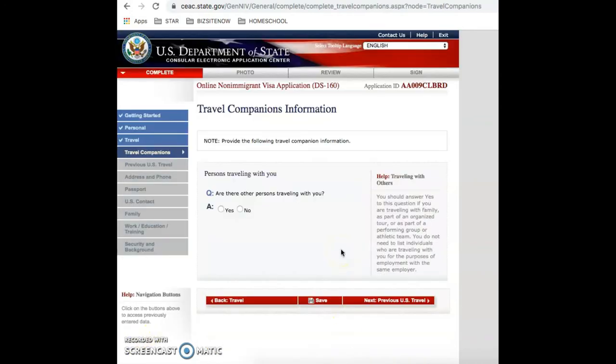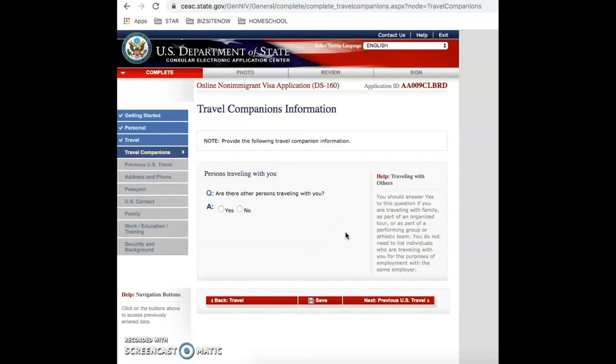Before I forget, nakasulat din dun sa previous na fill out natin is yung address kung saan kayo magsistay. So just put it, if it's a hotel, sulat niya yung address. If it's a house of your relative, then just place their address. And then yung next is yung travel companions information.